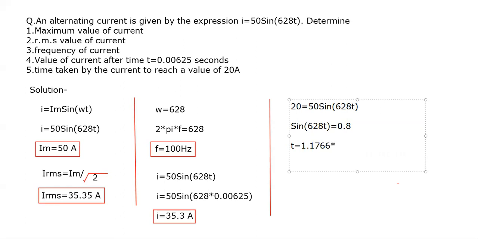1.4766 into 10 to the power minus 3 seconds. Please write units with the answer. So seconds. So it is a simple numerical.